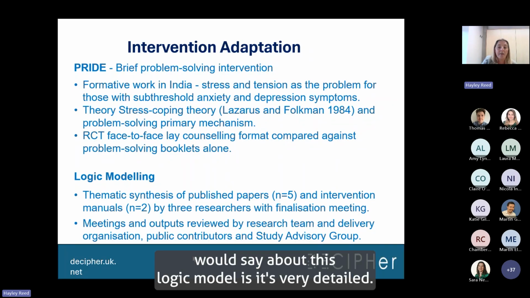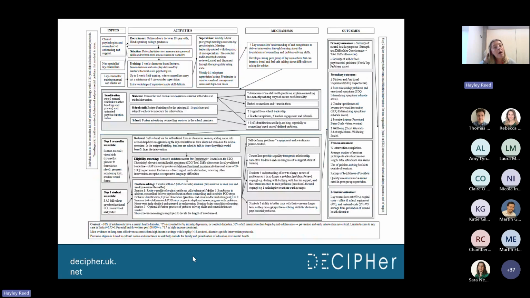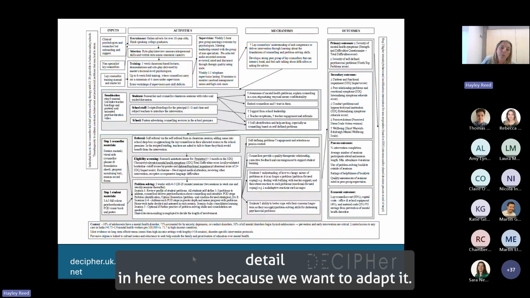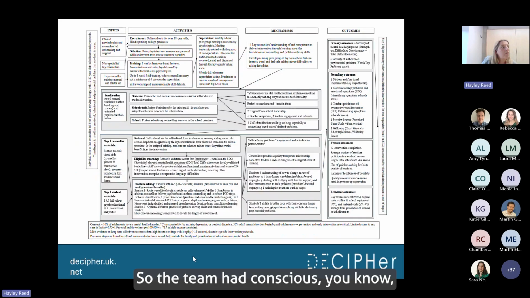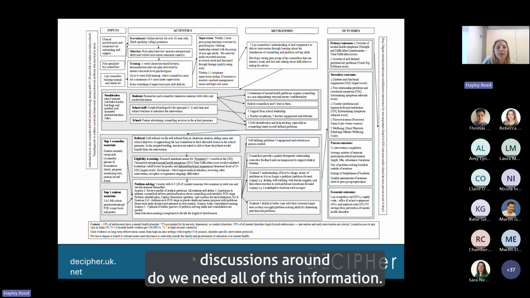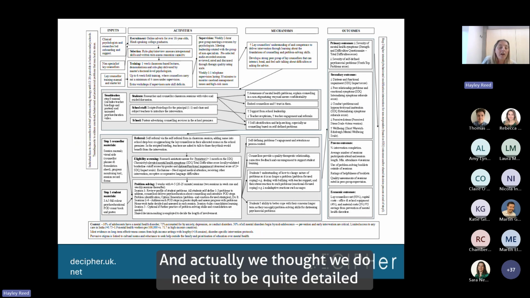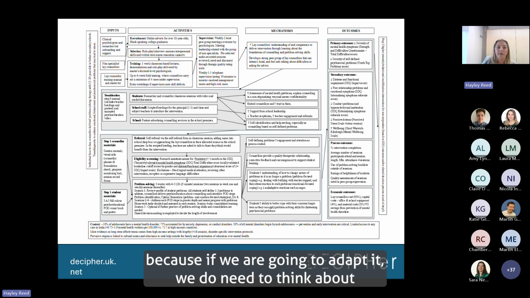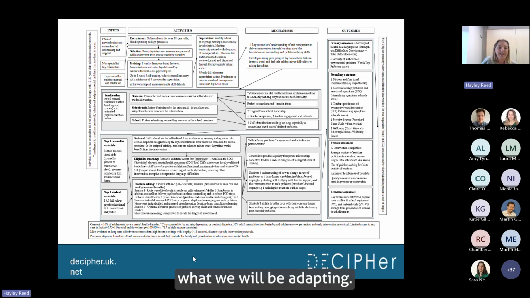Now, the one thing I would say about this logic model is it's very detailed. So I will show it to you. But the detail in here comes because we want to adapt it. So the team had conscious discussions around, do we need all of this information? And actually we thought we do need it to be quite detailed, because if we are going to adapt it, we do need to think about what we will be adapting and how.